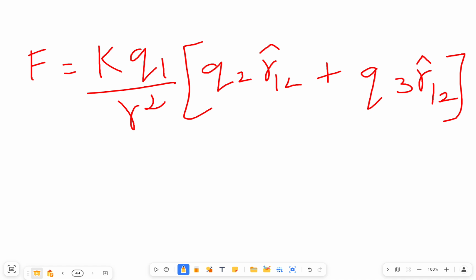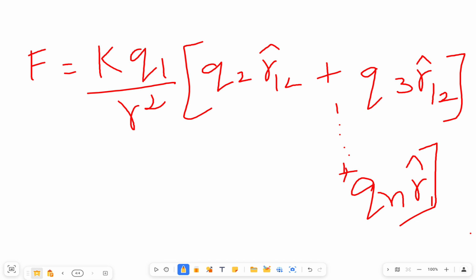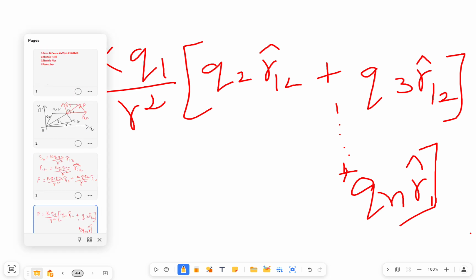So instead of just Q2 and Q3, if there are n number of charges up to Qn, then the formula will remain the same, but the multiple charges Q2, Q3 will get added up, and we can simply write it as Qn r vector. This is the formula to add up multiple charges if there are multiple charges present in a system. Okay, so let's move on to the next topic.